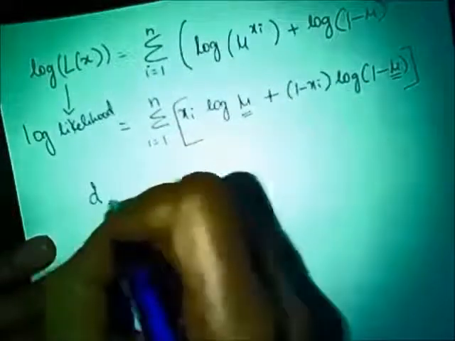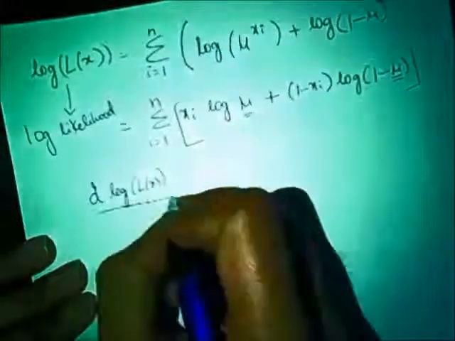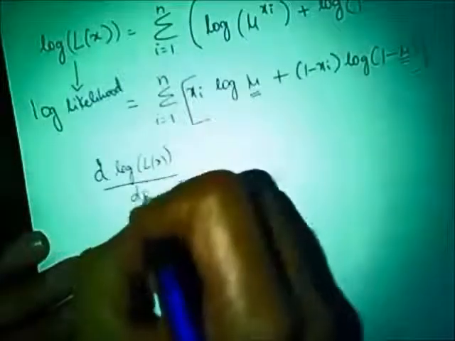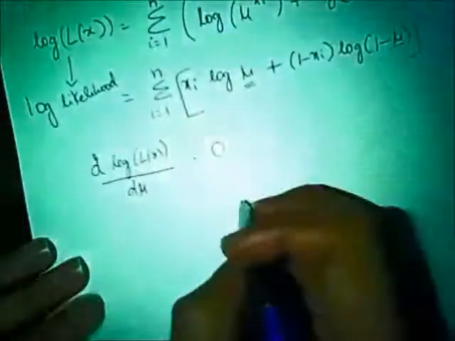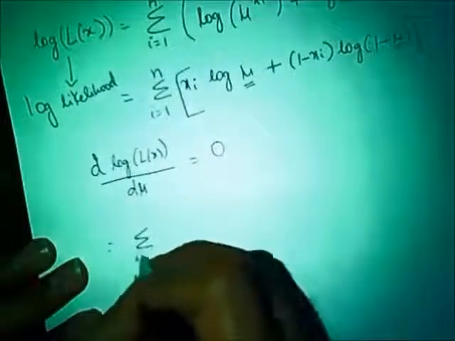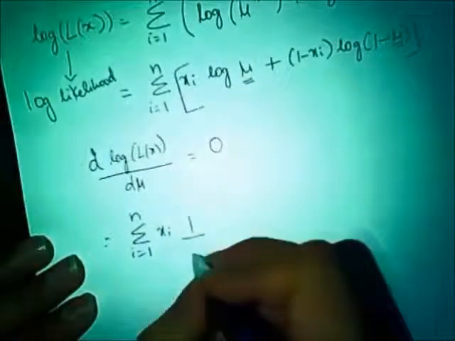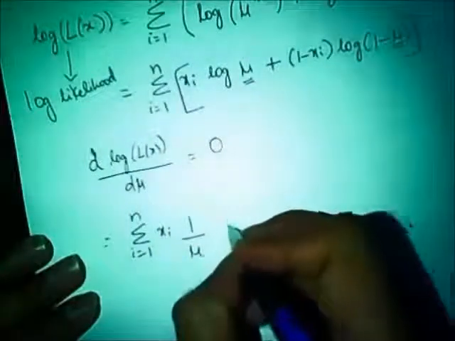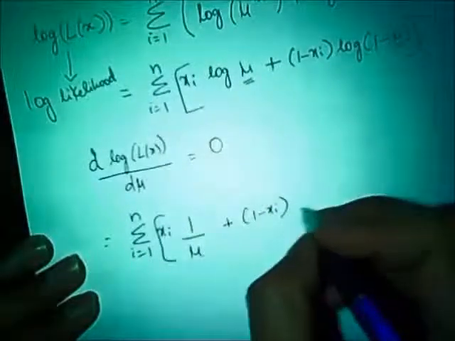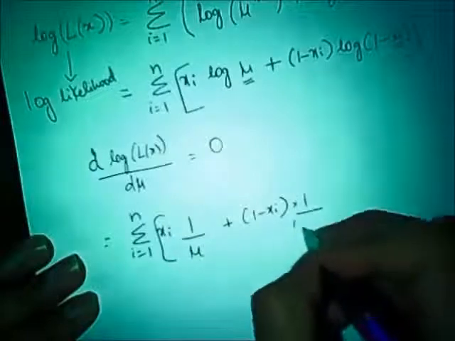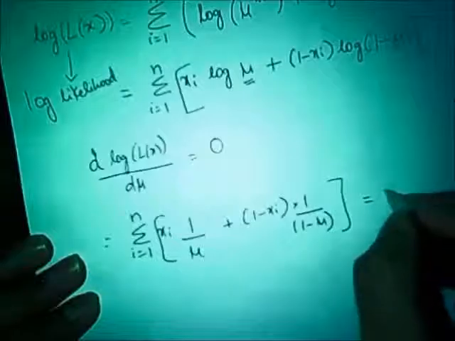So we are going to do differentiation of the log of the likelihood function over the parameter, and we are going to set it to 0. So we can see from here that the xi is going to stay as it is. I'm going to get a 1 over mu here, and this is going to stay as it is, and I'm going to get a 1 over 1 minus mu here, and then I'm going to set it to 0.